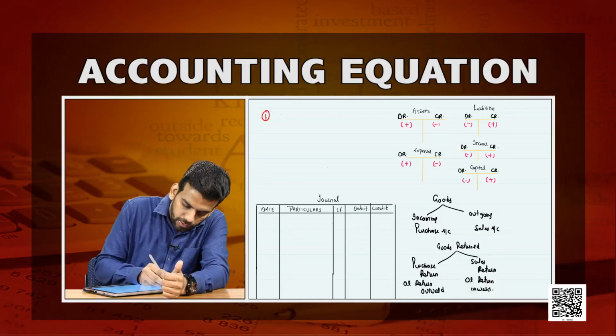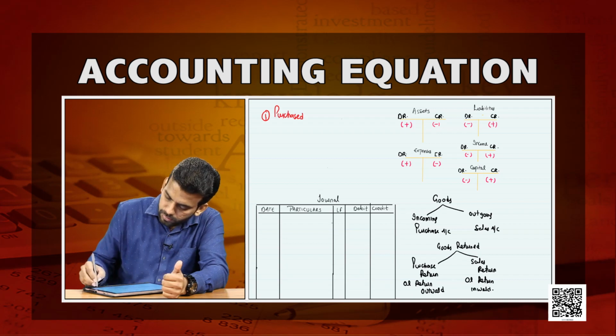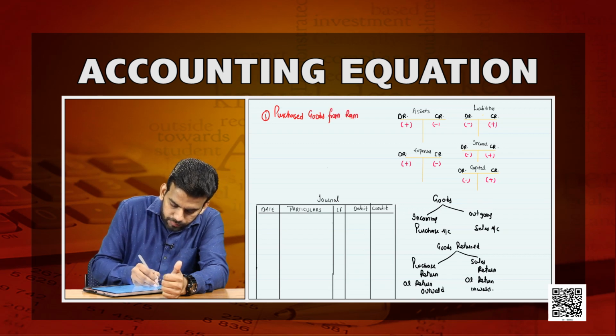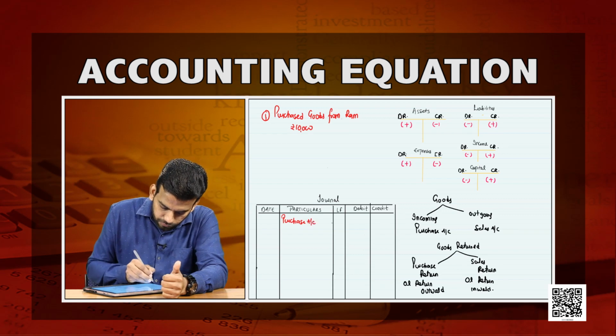Let's see how do we journalize these things. Let's start. I'll take an example in which both of the transactions, selling goods and returning it, buying goods and returning it, would be covered, right? For an example, if I purchase goods from Ram, let's say 10,000. What would be the journal entry?